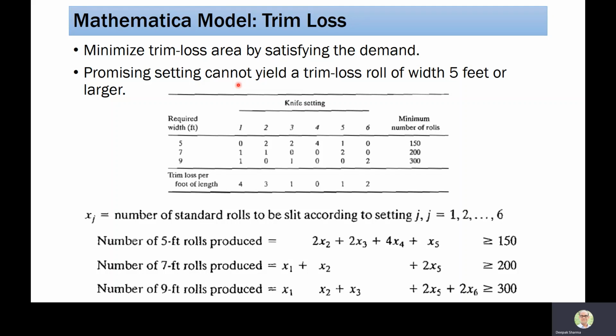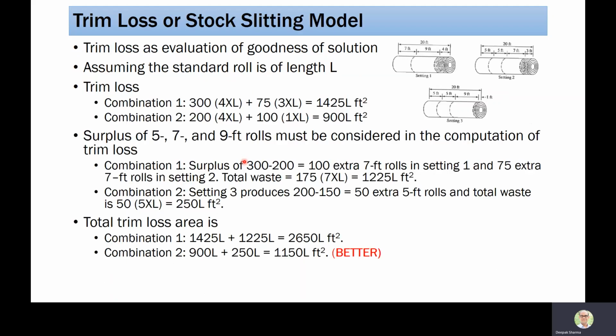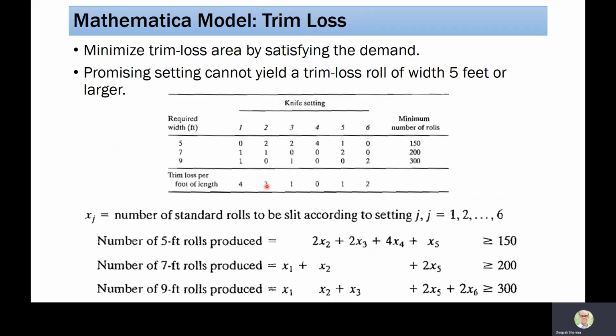A promising setting cannot yield a trim loss roll of width 5 feet or more. As we understood, the wastage cannot be more than 5, because if it is more than 5, I can take out a 5 feet roll from it. Look at the table now. We have different knife settings, such as if you take 1, then we are not going to make any 5 feet, but we can make one unit each of 7 and 9. So you remember setting number 1. Similarly, settings 2, 3, up to 6 settings are recommended here. The required widths 5, 7 and 9 are given. The minimum number of rolls as per our demand are 150, 200 and 300.